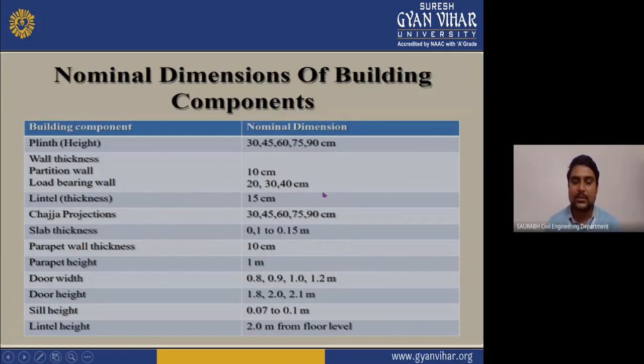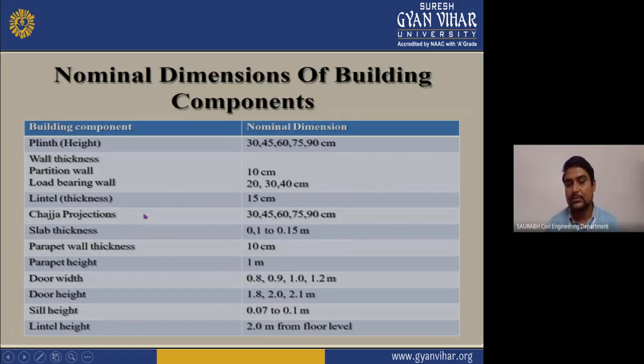And what is the thickness of lintel? You will see here it is 15 centimeter. Chhajja projection, which protects from weathering action, generally from rain, is 30, 45, 60, 75 and 90 centimeter. And what should be the slab thickness? This is also a very important question. In many exams, these types of questions have been asked.